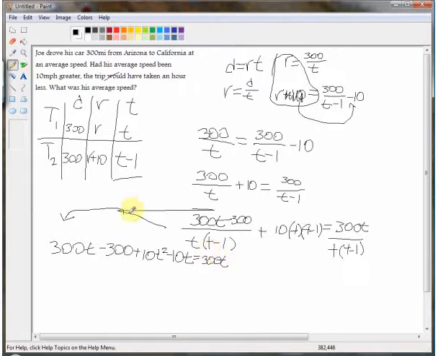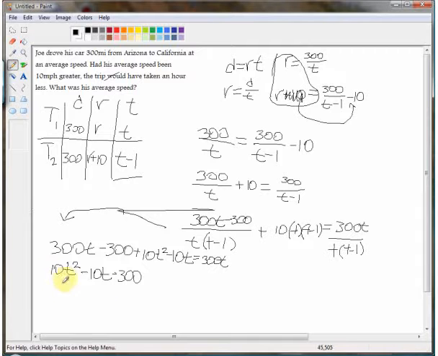So now it's just combining like terms, and we actually end up with 10 t squared minus 10t minus 300. So now we have two different options. We can either use the quadratic formula, which we could, or we could also just factor this. And I would factor this if I were you, because it makes it a lot easier.